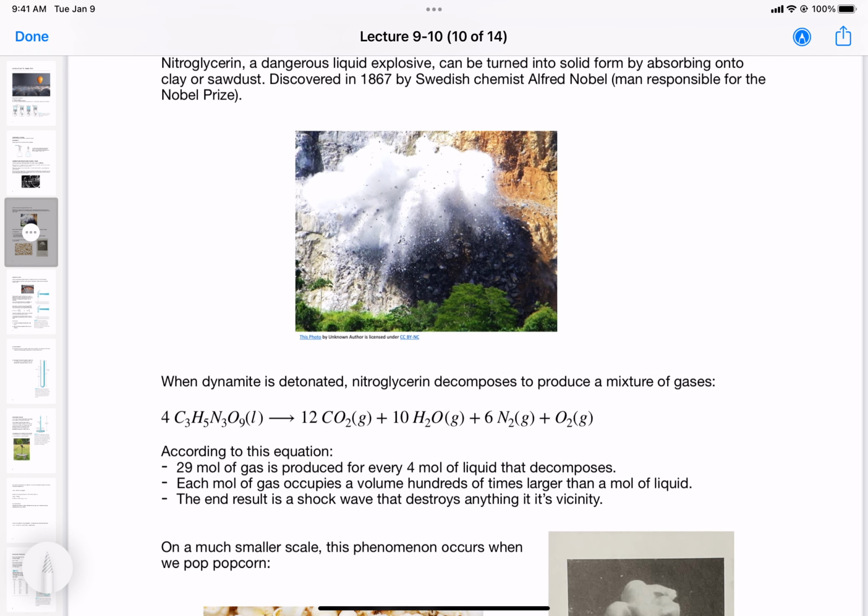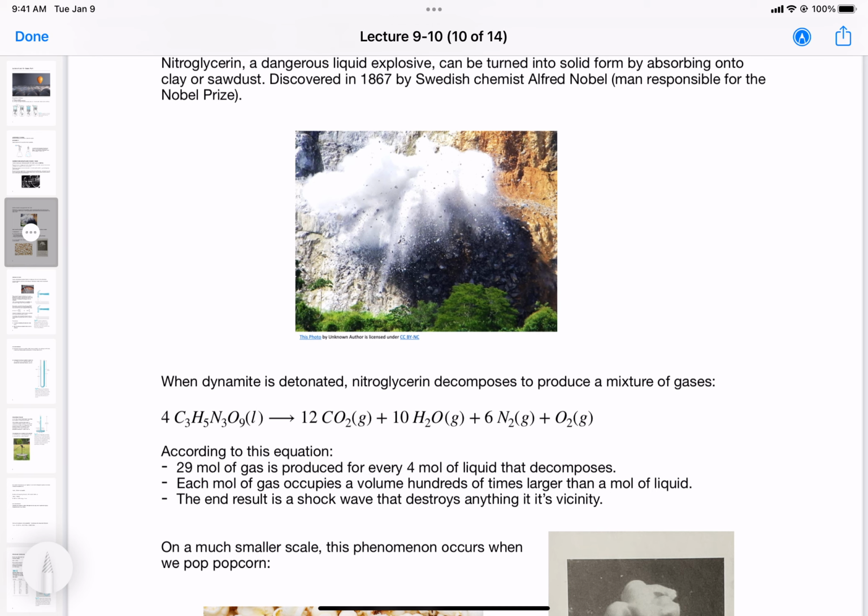Okay, so when dynamite is detonated, it decomposes. If you look at this chemical equation here, you're generating over 3 times as much amount of gas. It's not even 3 times, it's almost over 7 times more moles of gas. And these gases occupy much more volume than the liquid nitroglycerin. So when this happens, you're going to generate a lot of gas pressure, and that pressure, when ignited, will basically blow up anything in its path.